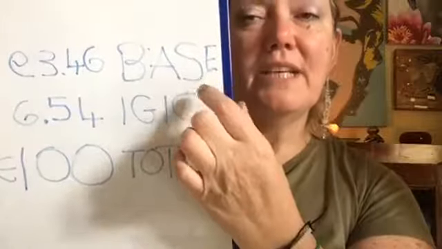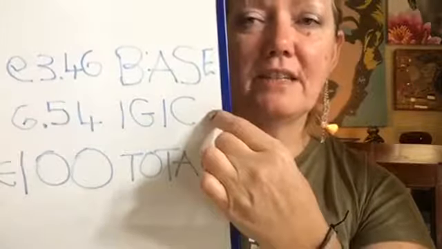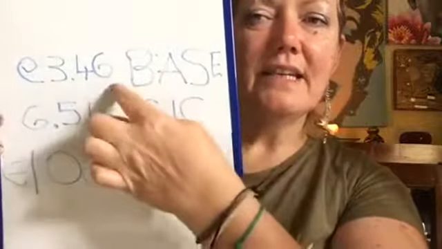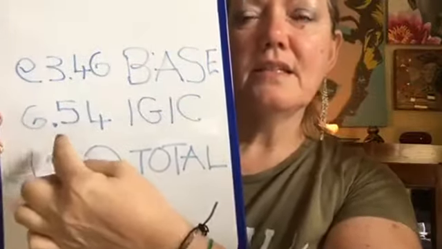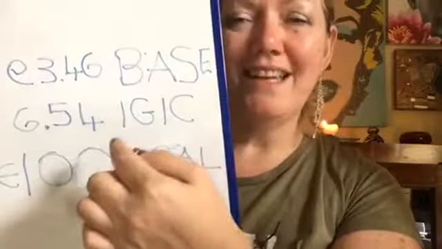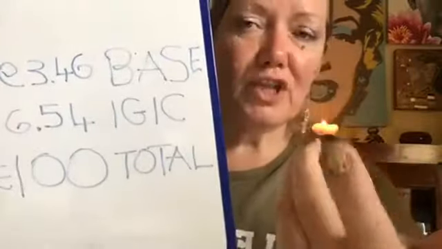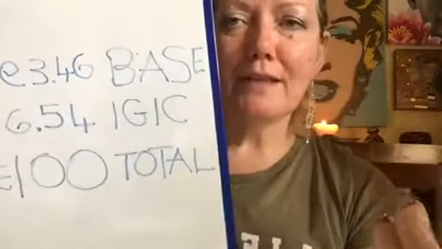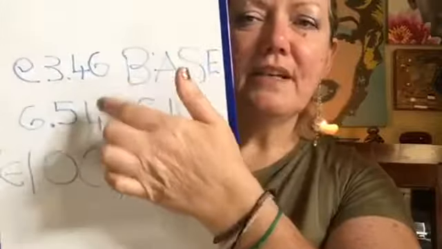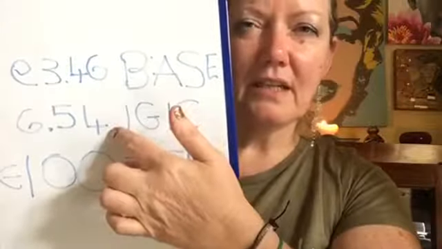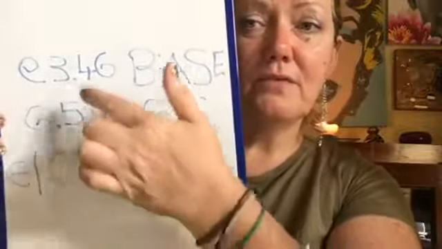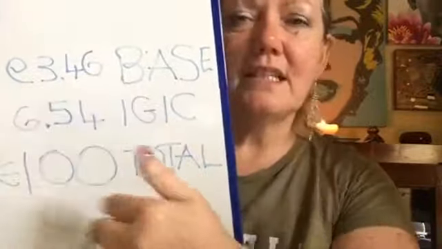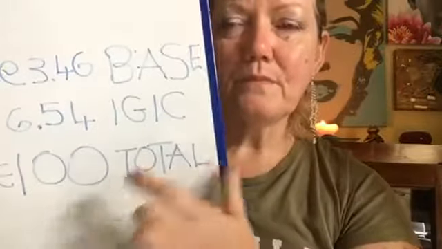Then, because we need the IGIC, which is the Canarian VAT at 7%, we basically take this figure, the 93.46, multiply it out, and it comes to €6.54. That's the IGIC. If we want to check that we've done our figures right, we add the base figure plus the IGIC figure that we've calculated using this formula, and it should, and it does, add up to 100.